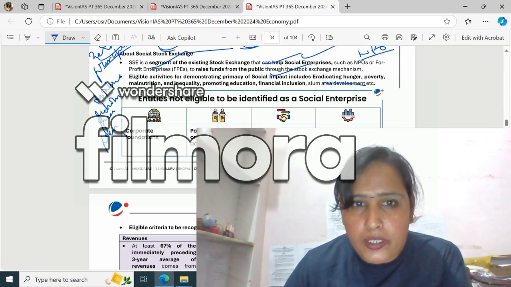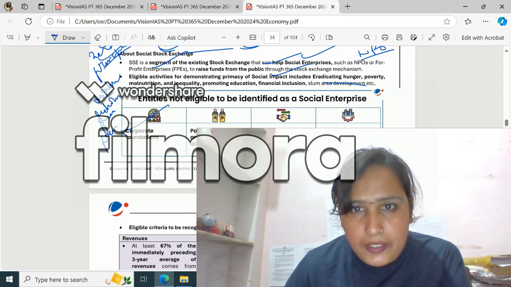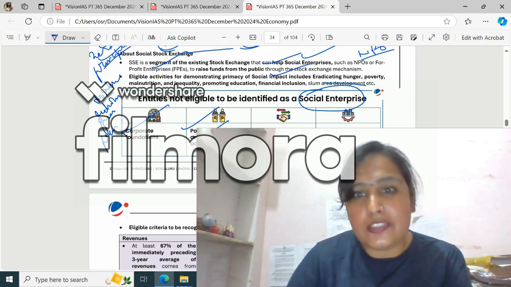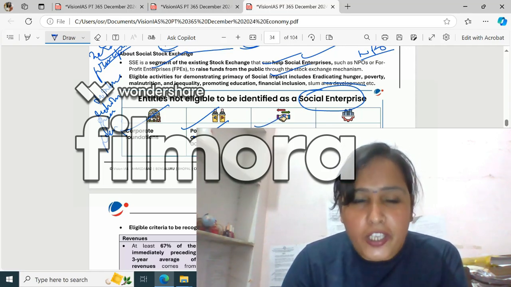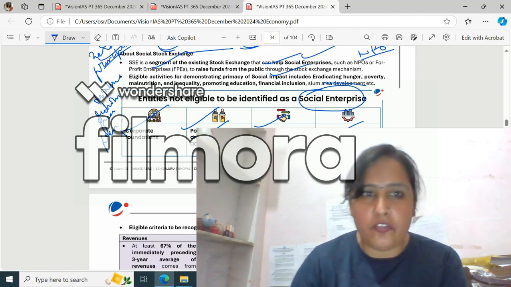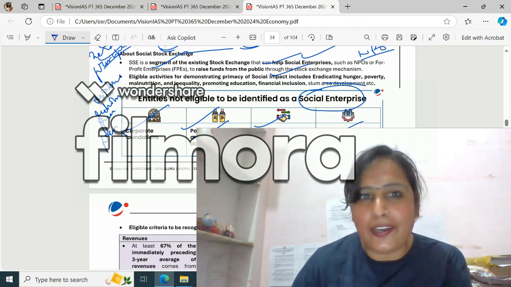So which entities are not eligible to be identified as social enterprises? First is corporate foundations; they are not included in social enterprises. Second is political and religious organizations; they are also not included. Professional trade bodies are also not included, and infrastructure and housing companies are also not included in social enterprises.